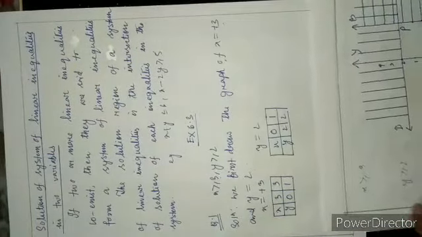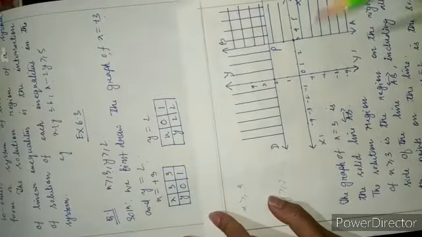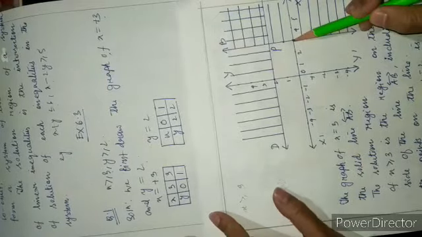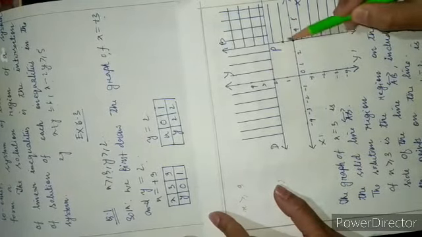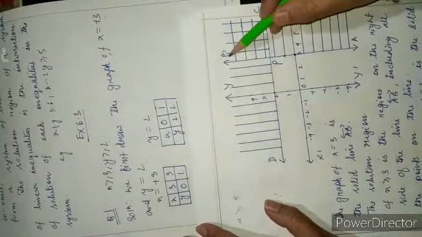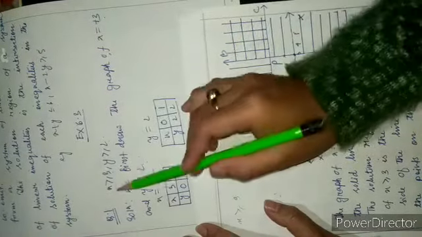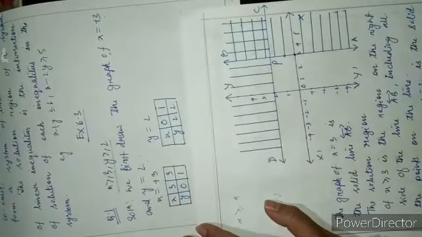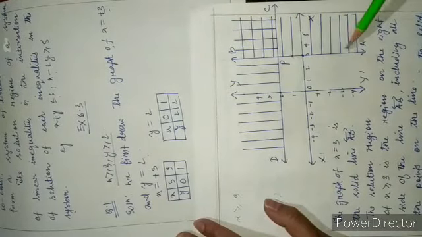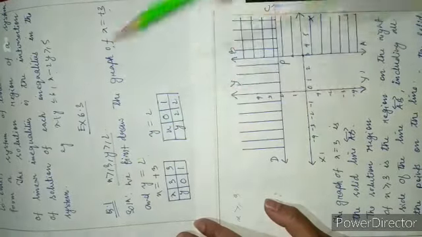Then we have to plot these coordinates in the Cartesian plane. Plot when x is equal to 3, y is equal to 0, and x is equal to 3, y is equal to 1. By joining these two points, we get a straight line AB. Whether this line should be solid or dotted depends on the sign of the inequality. Since it is a slack inequality, this line should be solid, because the inequality is greater than or equal to.